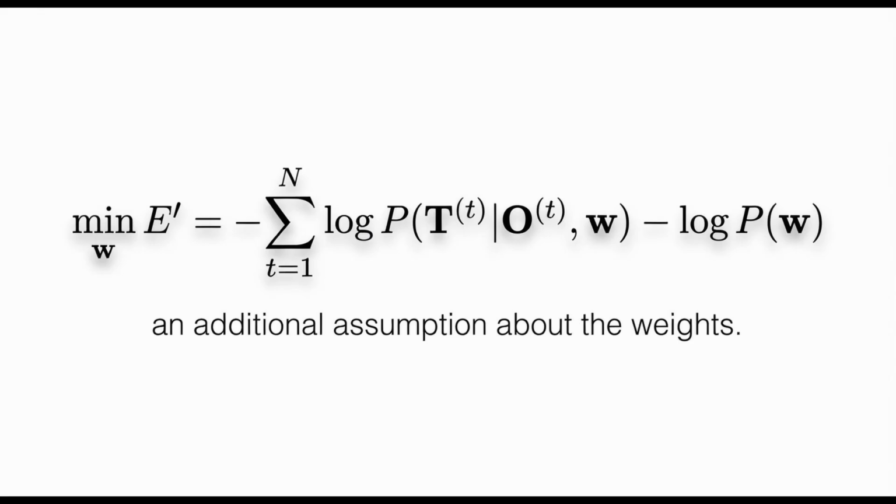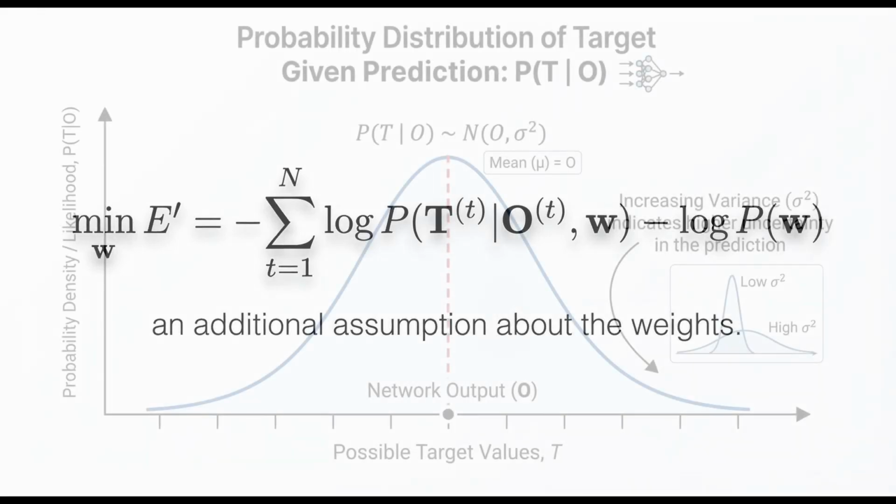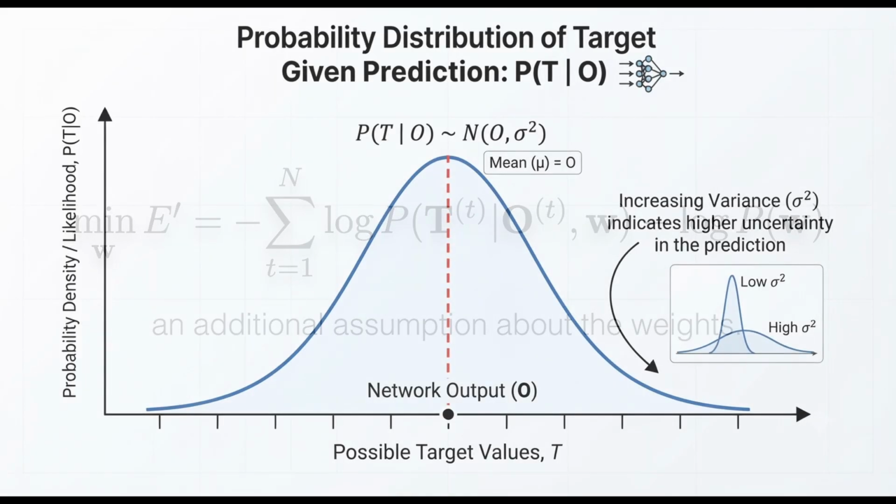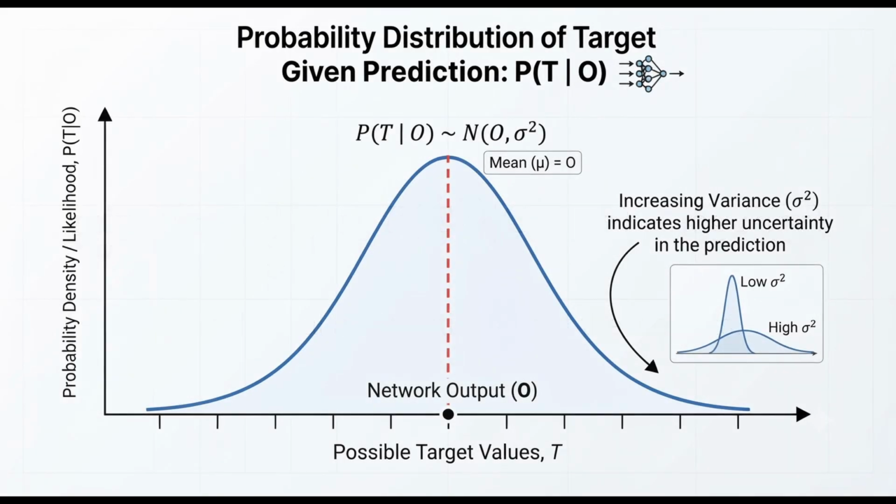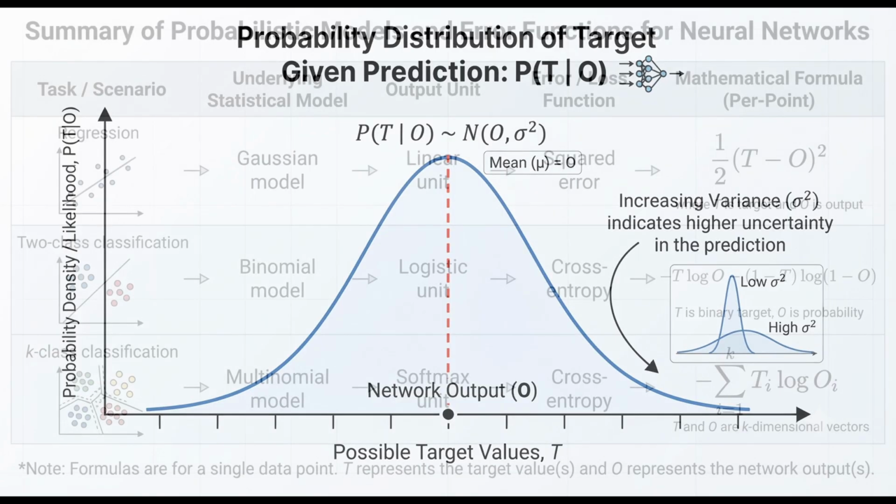If we additionally build in an assumption about plausible weights, a so-called prior, we arrive at maximum a posteriori estimation, or MAP for short. That's basically the same idea, except we're also saying some weight combinations are inherently more likely than others. The key insight of this chapter is, depending on which probabilistic model we assume for the targets, Gaussian, binomial, or multinomial, we end up with quite different, but structurally related, error functions. And that's exactly what we'll look at next.